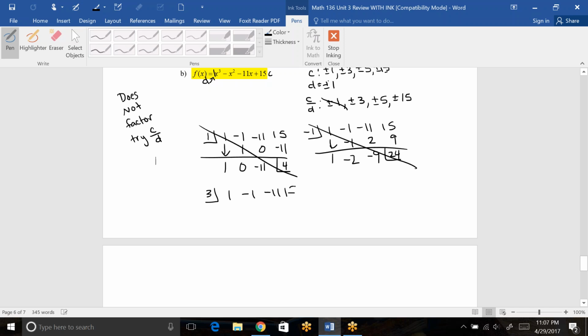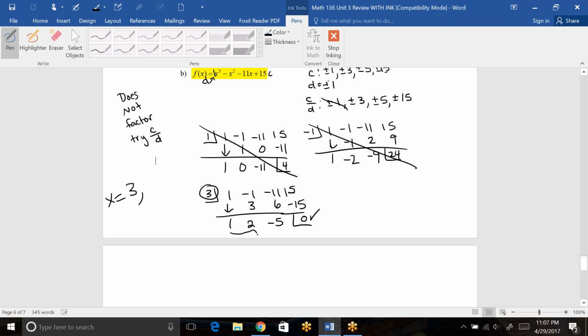And this is why we can't give you a big list, because it would take you forever if there was a huge list. Bring down the 1, that would be 3. Add it, that's 2. Multiply, that's 6. That would be negative 5. We have found it. So what we know is that in my box at the end, I already know that positive 3 is a solution, because remember, it worked right here.